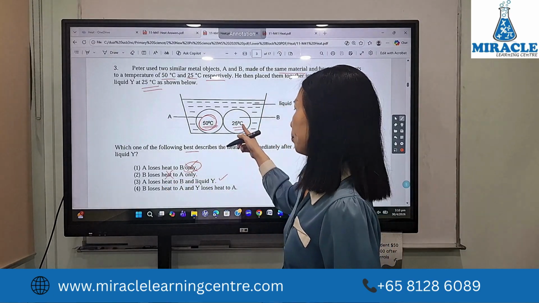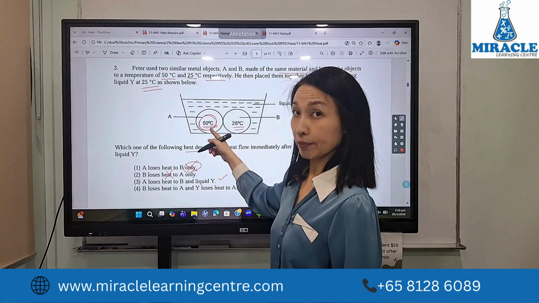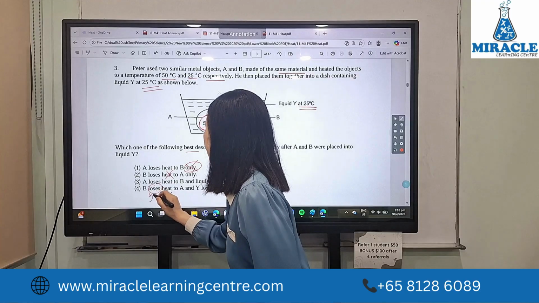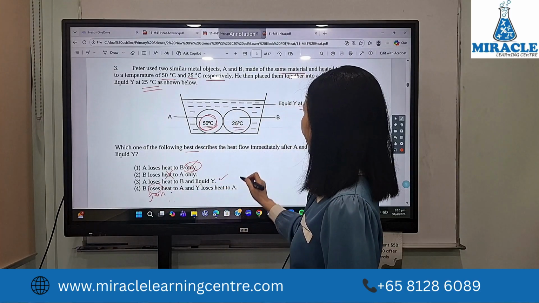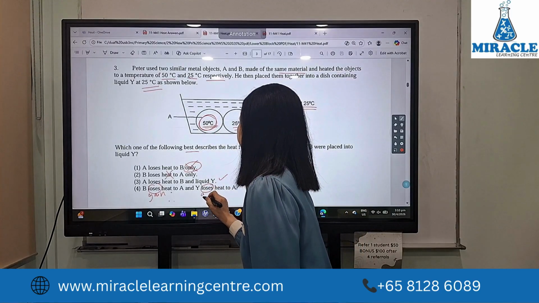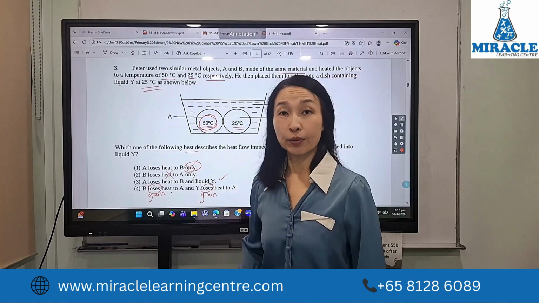How about B? B, lose heat to A. Not possible, right? B will gain heat from A. Okay? And Y, lose heat to A. Also not possible. Y will gain heat from A. So the answer is 3.